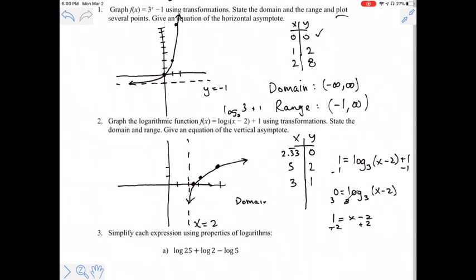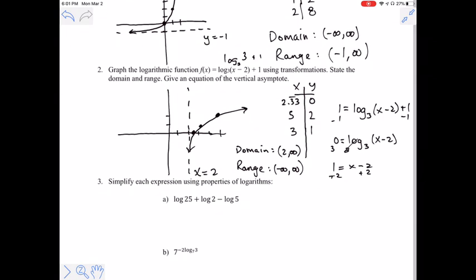Domain is not including 2 to infinity. And the range is all real numbers. Okay.